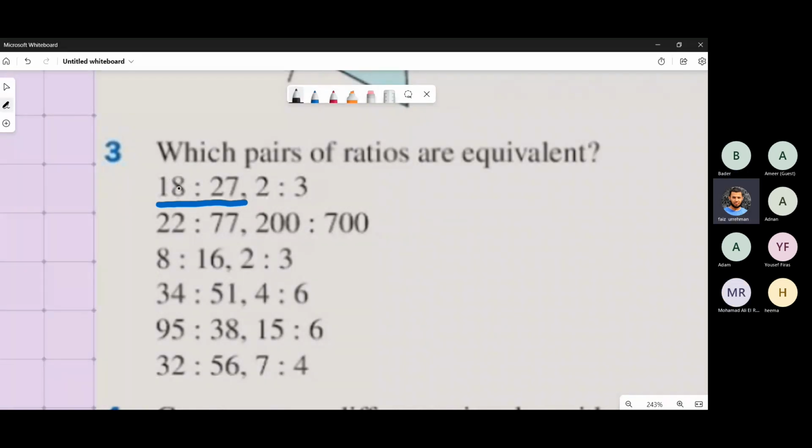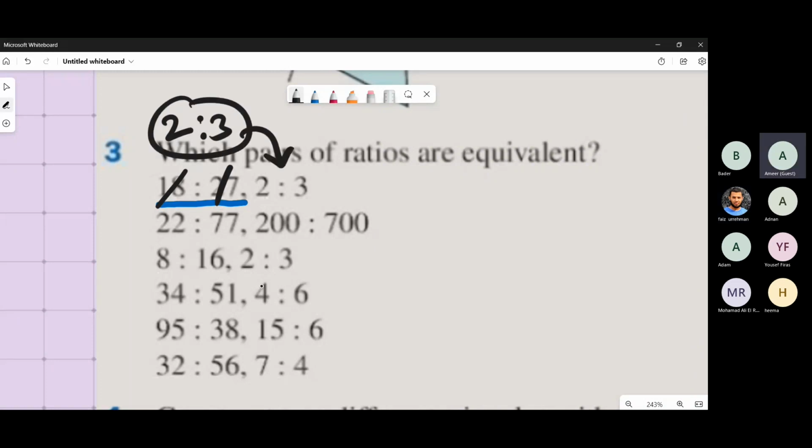Everyone, take notes. 2 to 3. 9 times 2 is 18, 9 times 3 is 27. Are you getting the same thing? Yes. So which pair of ratios are equivalent? We will write here, yes. And now what about this one? Simplify this one and simplify this one. Simplify both.